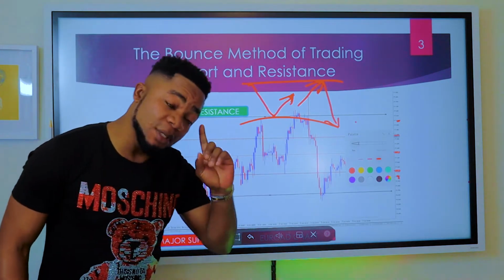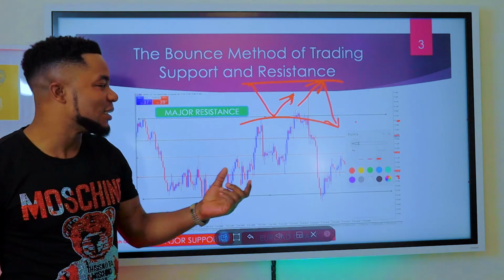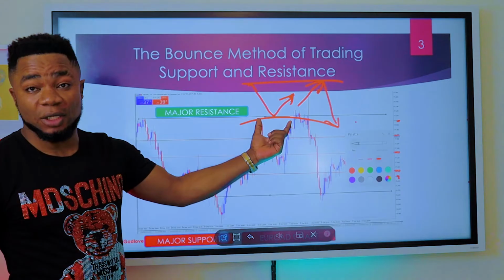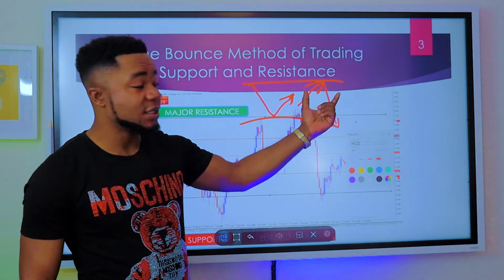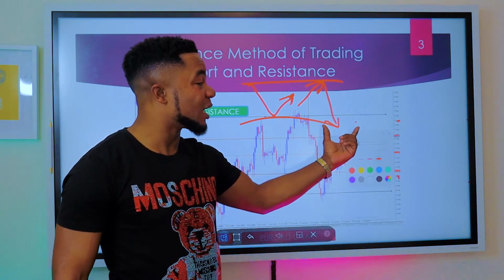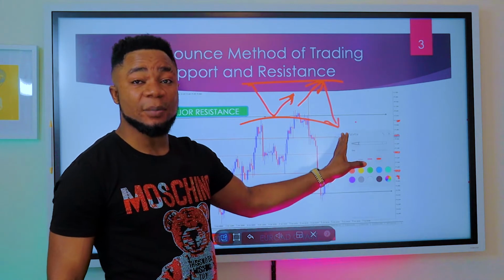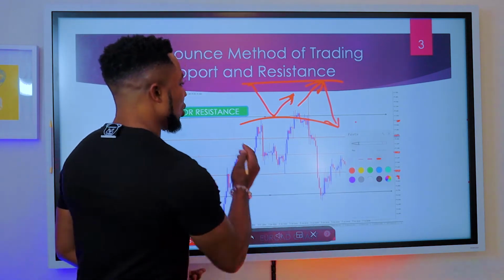Because there is high probability, remember, I'm using probability. There is a high probability that the market will change direction on that level. There's a high probability that the market will sell once you get to that resistance. There's a high probability that the market will be in the buy zones when it gets to that particular support. So that is what they call the bounce method of trading support and resistance.